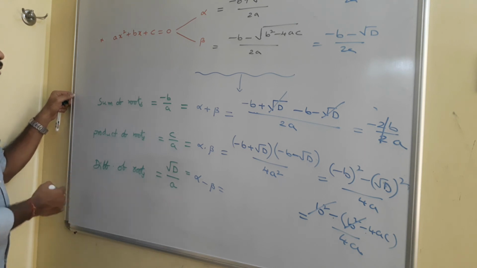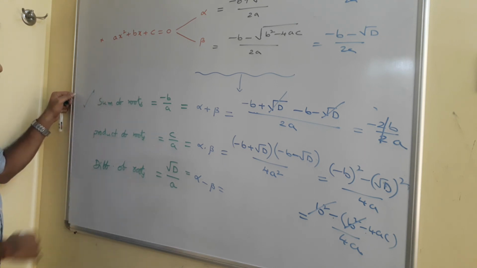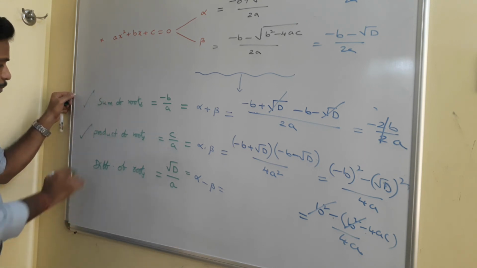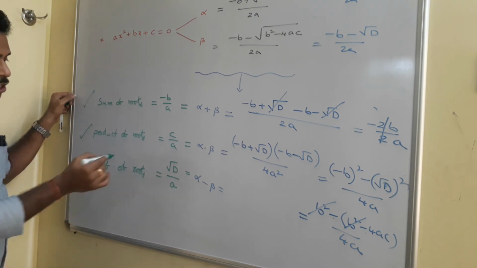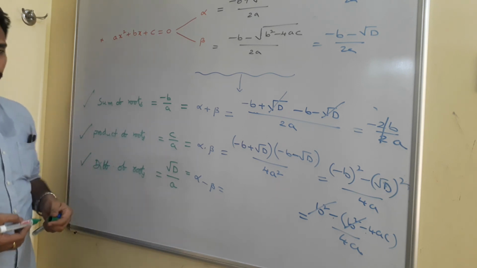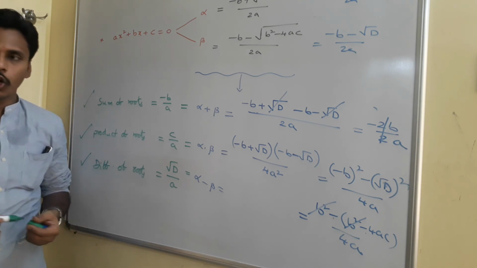Okay. At the end, you need to memorize this: the sum of the roots as minus b by a, the product of the roots as c by a, and the difference of the roots as root d divided by a. Have a look, and then if you need, go with the screenshot.